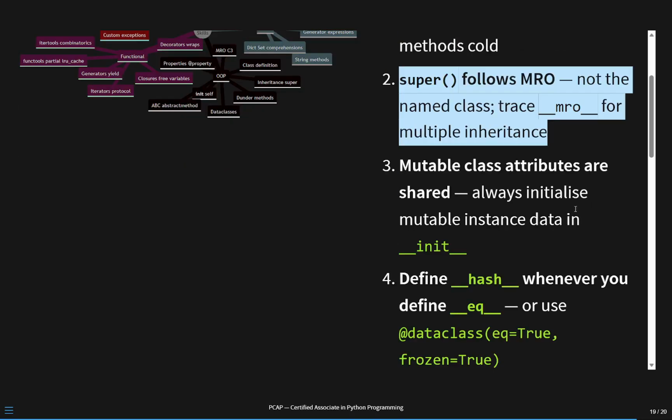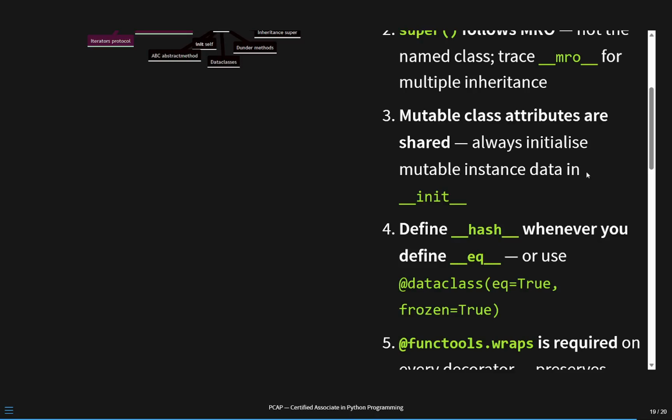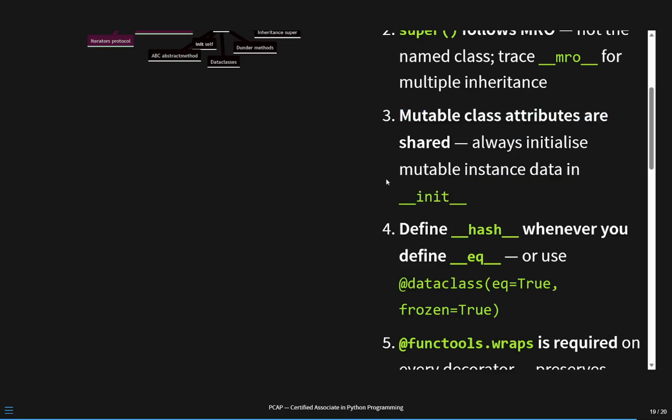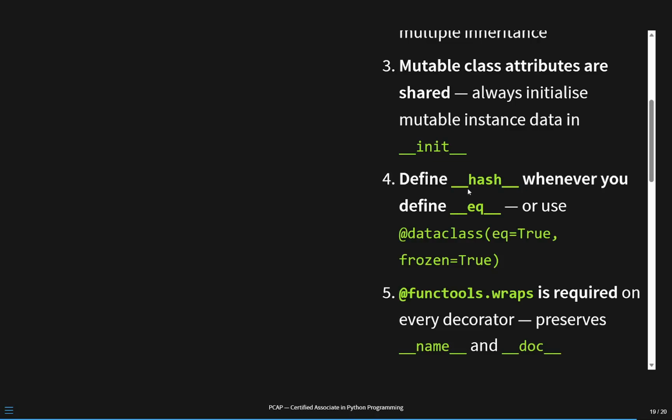Rule 2: super follows the MRO, not the named class directly. In multiple inheritance, trace the MRO to see the actual call order. Rule 3: mutable class attributes are shared. Always initialize mutable instance data, lists, dicts, inside __init__ with self.data = [] or similar.